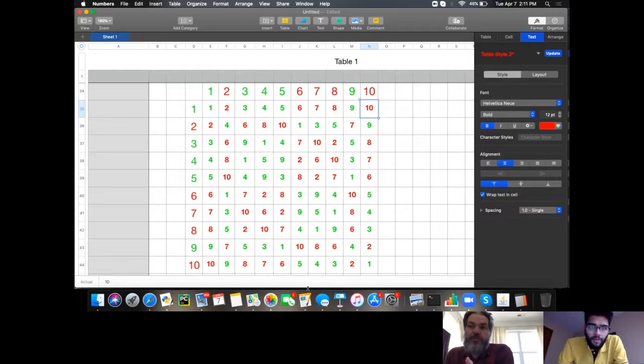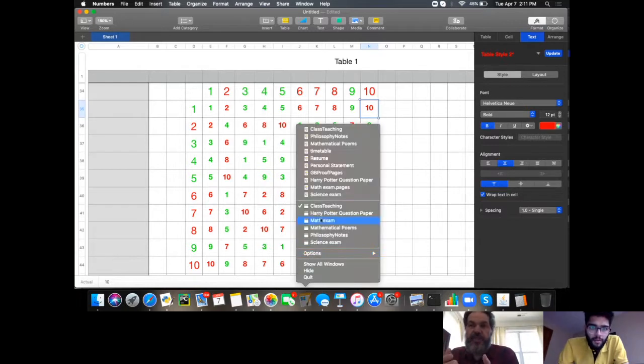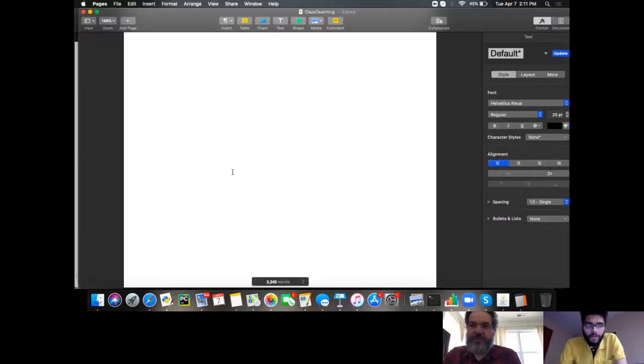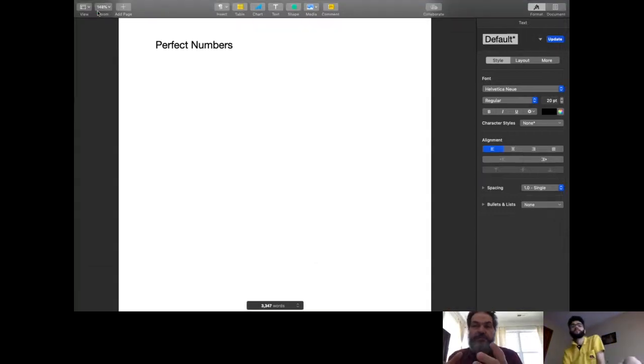Now let's start to talk about perfect numbers, and we'll need another screen. Yes, another page where we can write some things. So the first part of this talk will be made as simple as possible, so that everybody can understand. We don't need to have taken this class in order to understand what we're saying now.